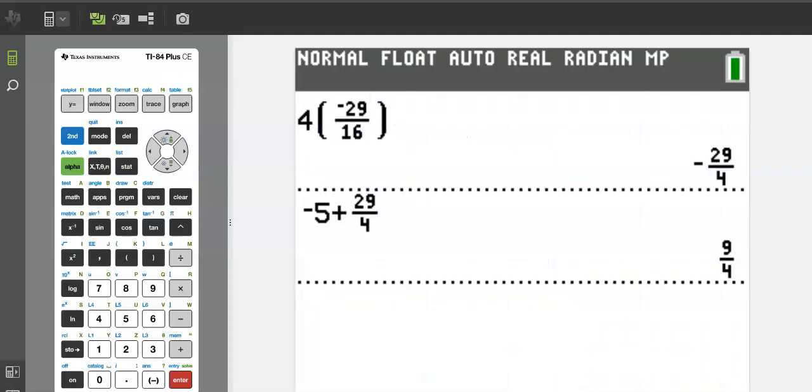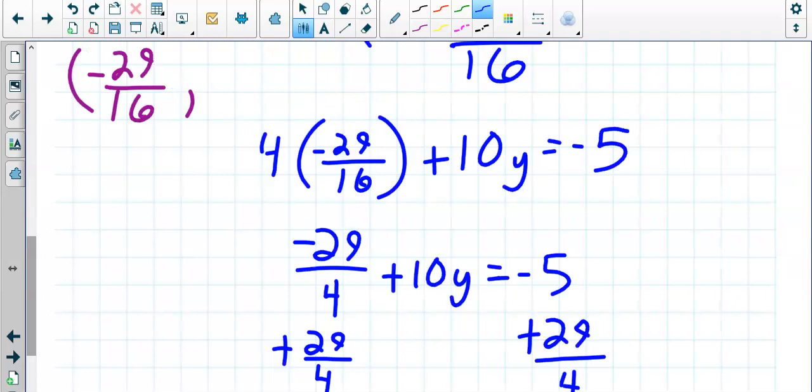So we just went into the calculator and I typed 4. I put a parenthesis. And then you didn't get the negative 29 over 4? Okay. So you know where that's coming from, right? And then now, I got to get the y by itself. So how do I get rid of a negative 29 over 4? I add it to both sides.